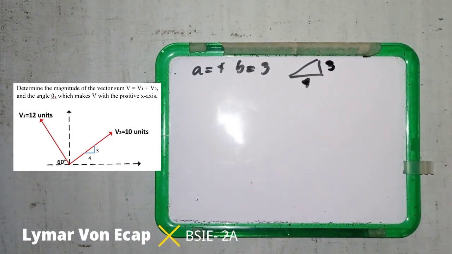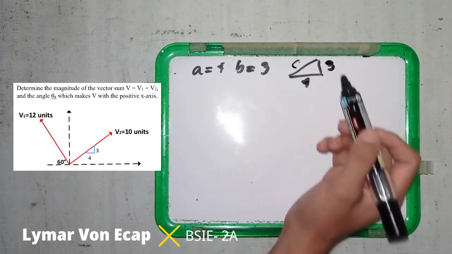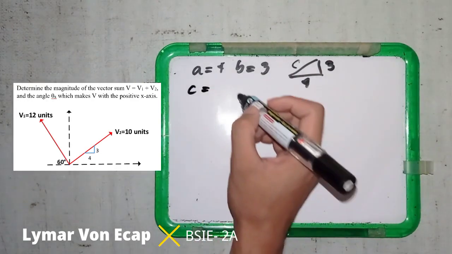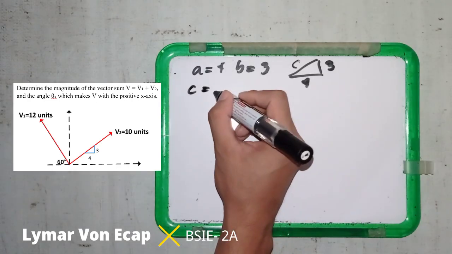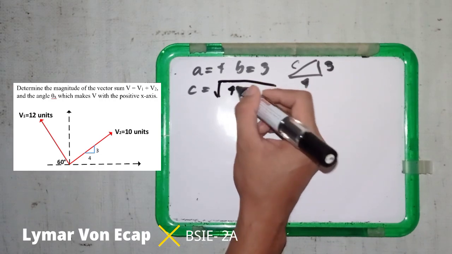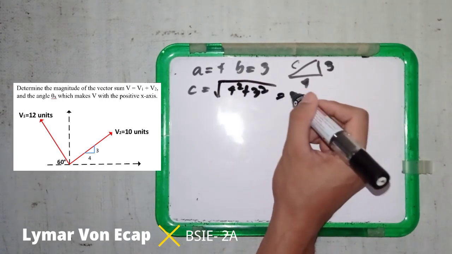First, we need to find the hypotenuse, which is C, and our C is the square root of the sum of the squares. 4 squared plus 3 squared is equal to 5.